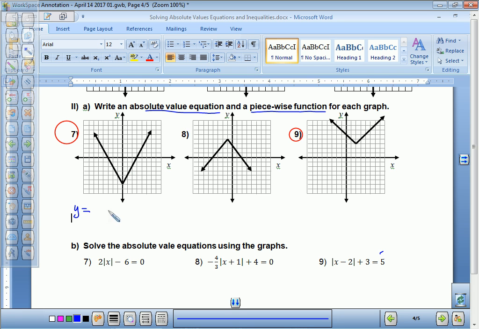So let's see, what do you think this is? Let's count. Up 2 over 1, up 2 over 1. Good. There's a vertical stretch of 2. Now, there's no shift left or right, so we don't need anything added to our x, but this vertex goes down to -6. Just wait. It's a little tricky. 3, 4, 5. Minus 6. Oh. Yeah. All right, minus 5.